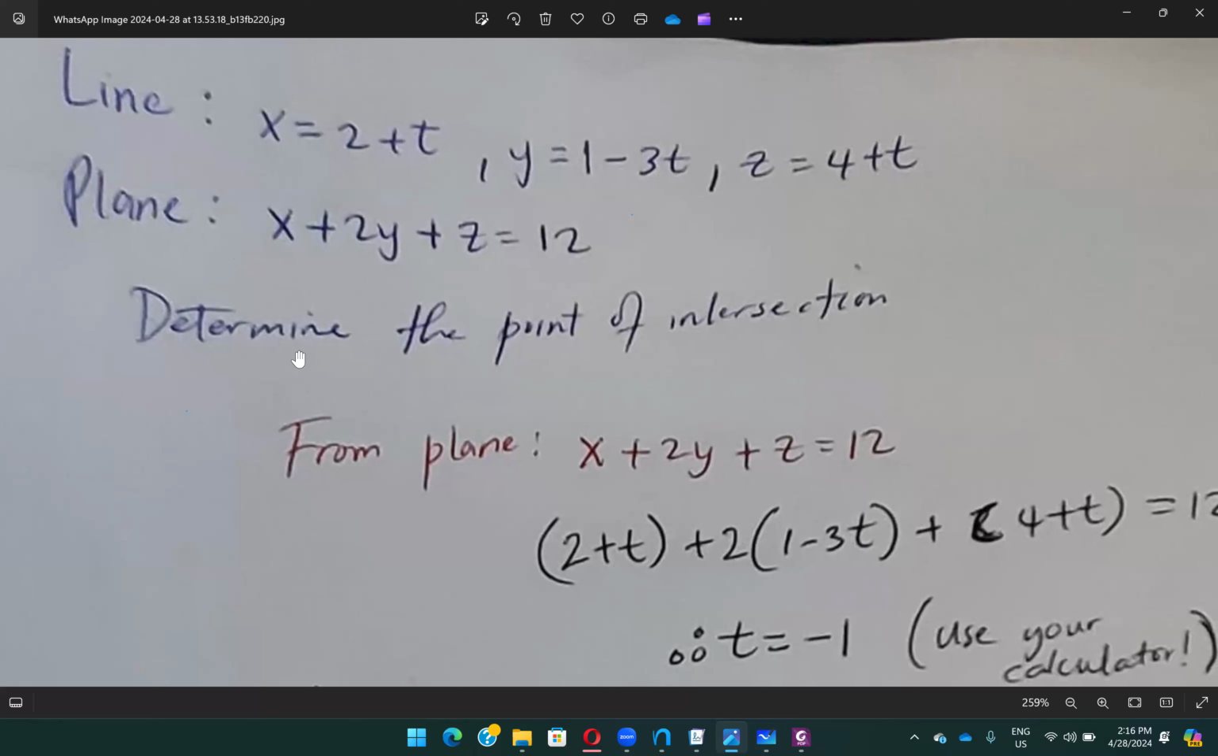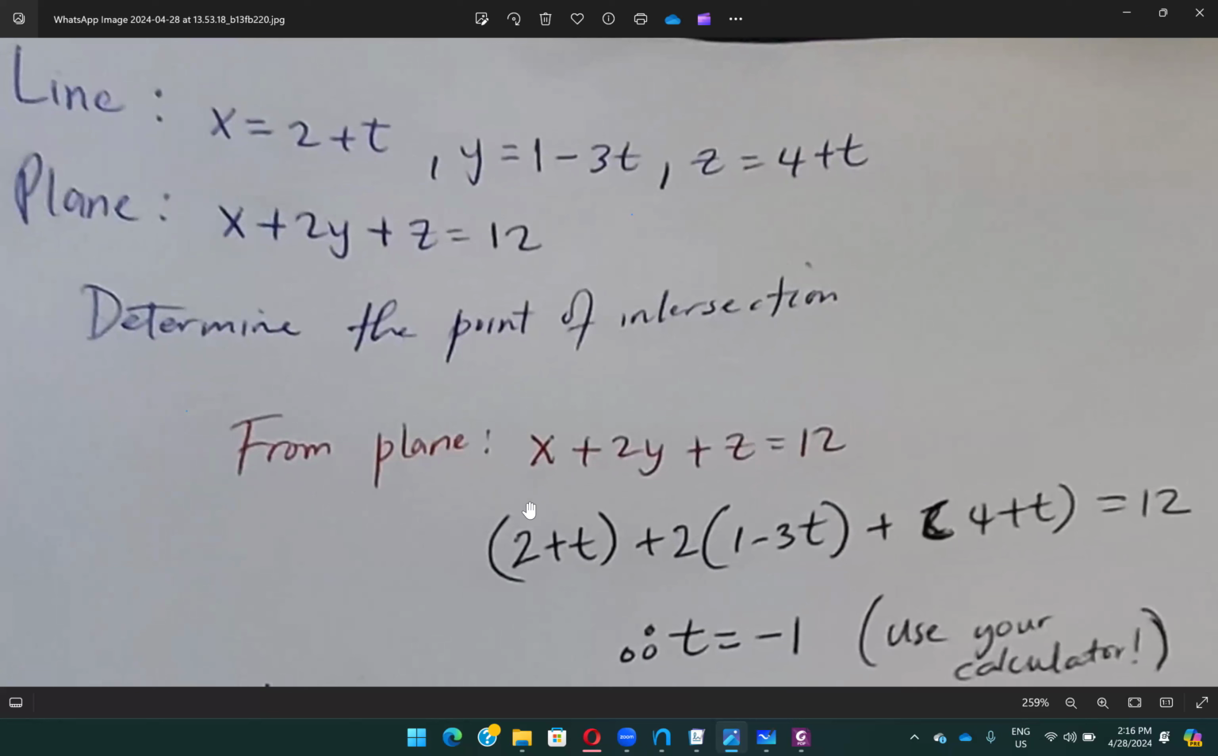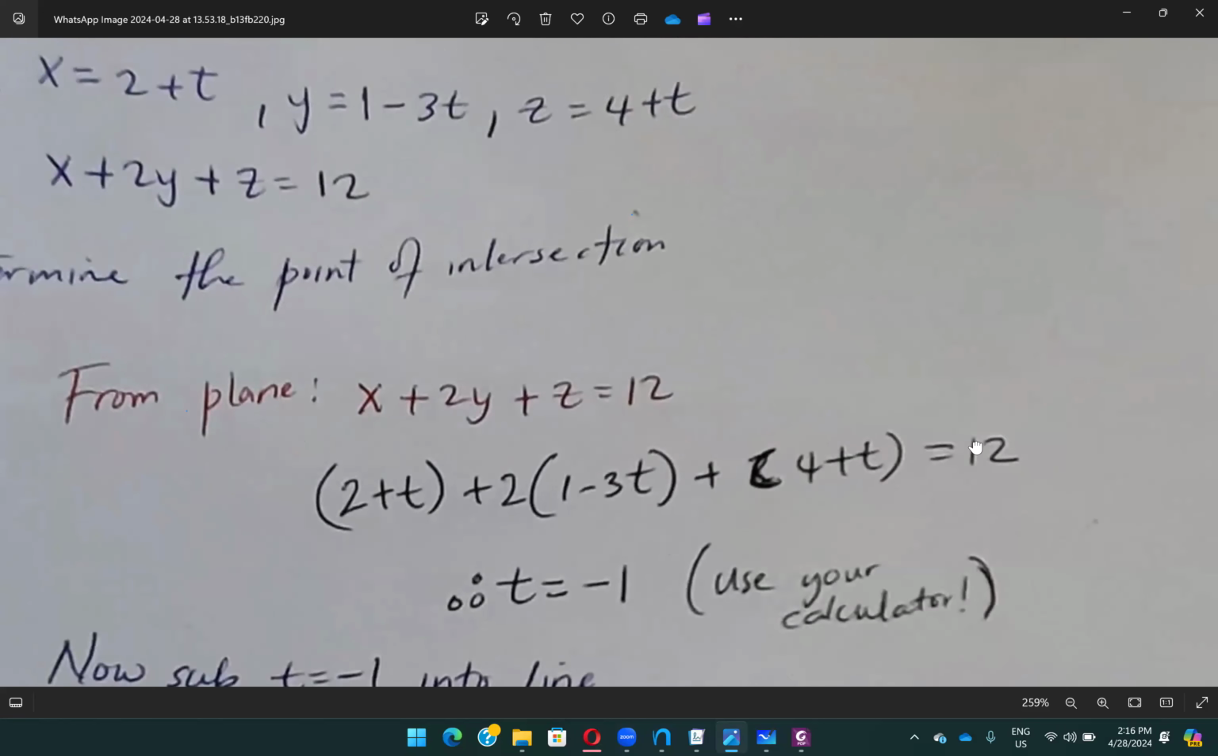They said that these two intersect, find the point of intersection. Okay. The first step is that we're going to look at the plane and realize that it's x, y, and z. If they're intersecting, then they have the same x, the same y, and the same z. So we're going to replace the x, y, and z in the plane with that of the line. So x is being replaced with 2 plus t. The y is being replaced with 1 minus 3t. And then the z is being replaced with 4 plus t. And that's still equal to 12.